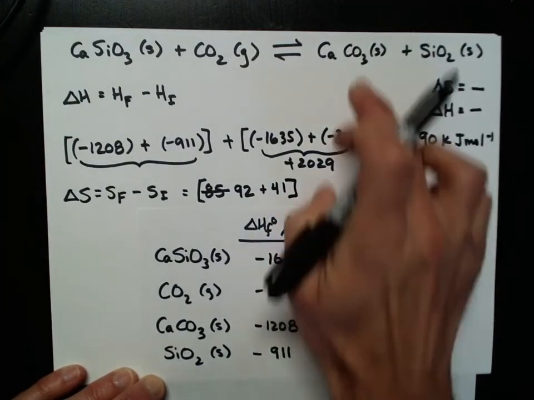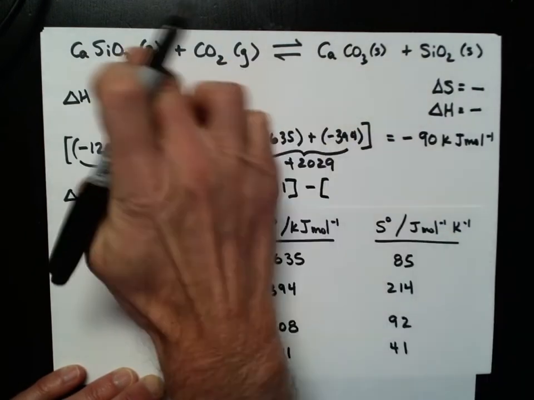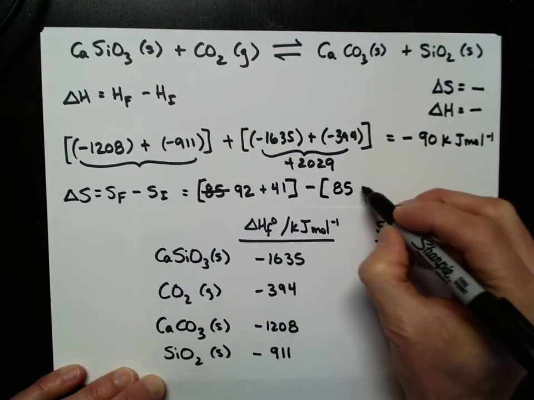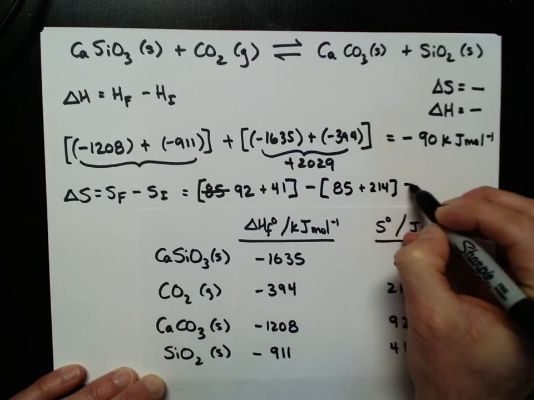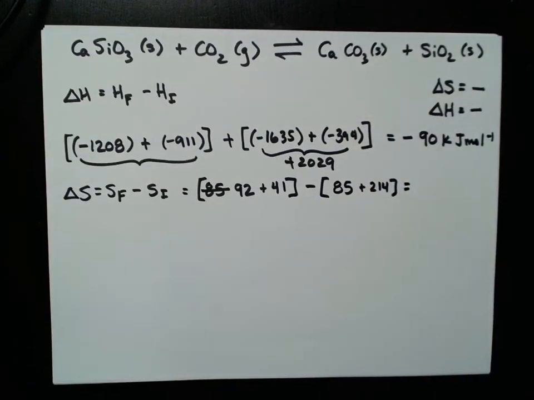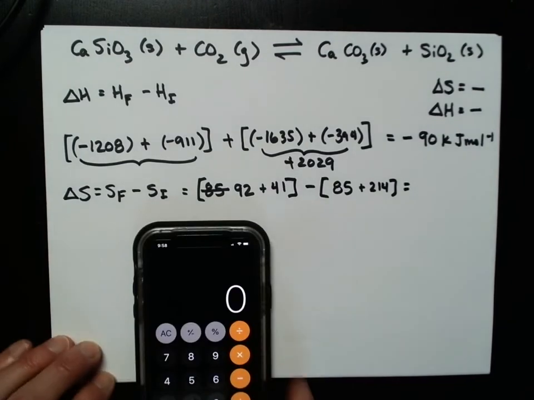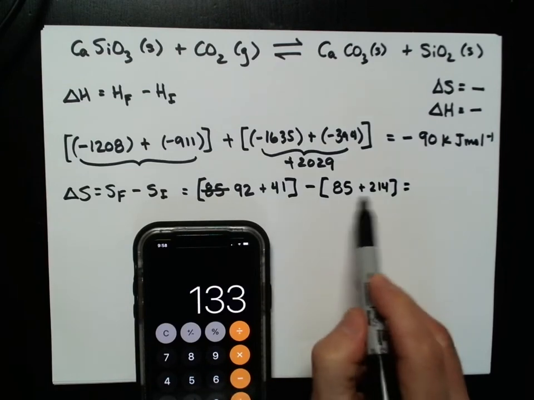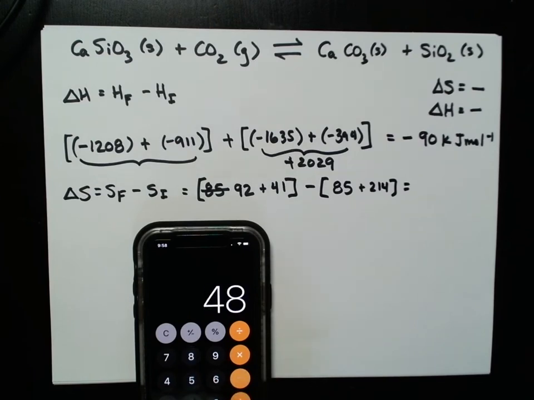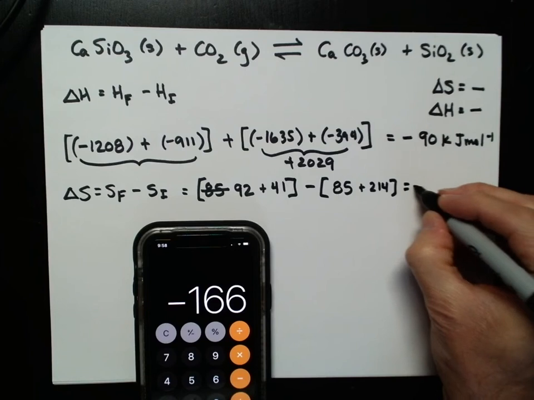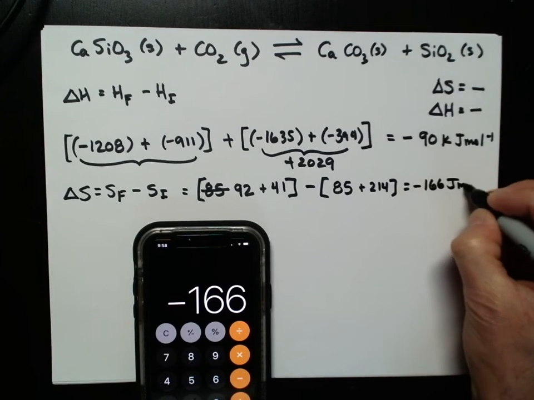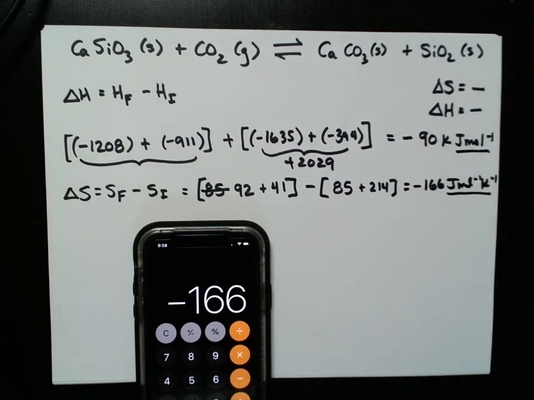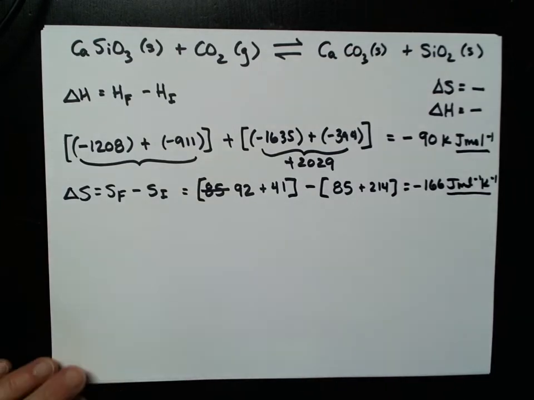That's my final entropies, and now I have to subtract my initial entropies, which will be 85 for the calcium silicate and 214 for the carbon dioxide. Now this math will be a little bit easier to do because everything's positive with entropy. So I'm going to start off with the positives: 92 plus 41. And then I'm just going to subtract both of these, minus 85 and minus 214. Negative 166. And that's going to be joules per mole per Kelvin. We have to pay attention to these units with the enthalpy and the entropy. You have to make sure you do that. So yeah, that came out as predicted.